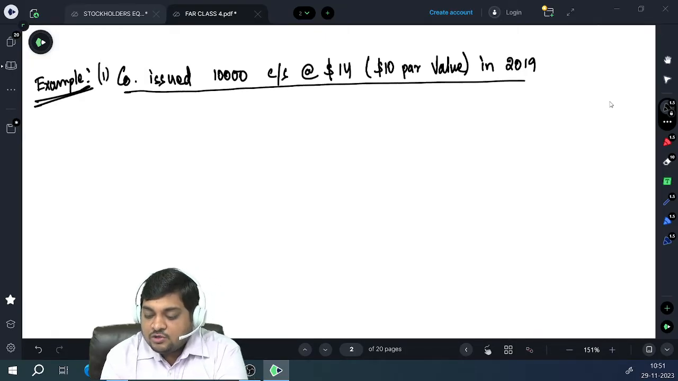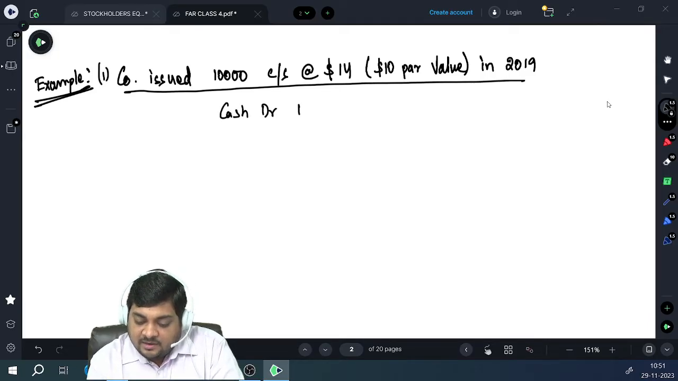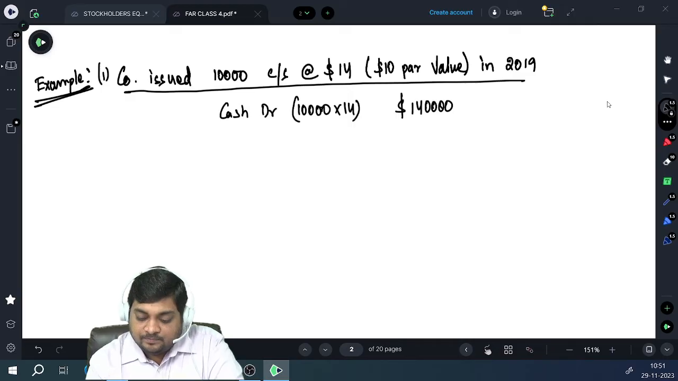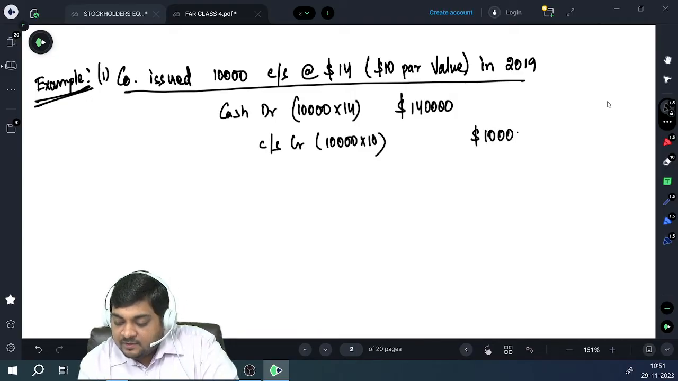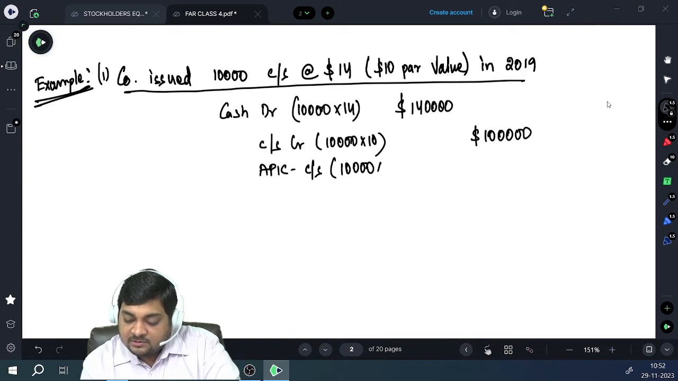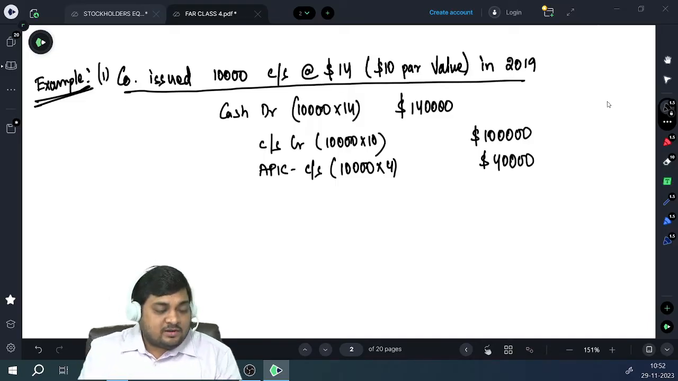Now when the company issued, what entry will I pass? Cash debit 10,000 into 14, that comes to 1,40,000. Then common stock credit 10,000 into 10, that is 1 lakh. Additional paid in capital common stock, we have 10,000 into 4, right? So this was the issue entry.